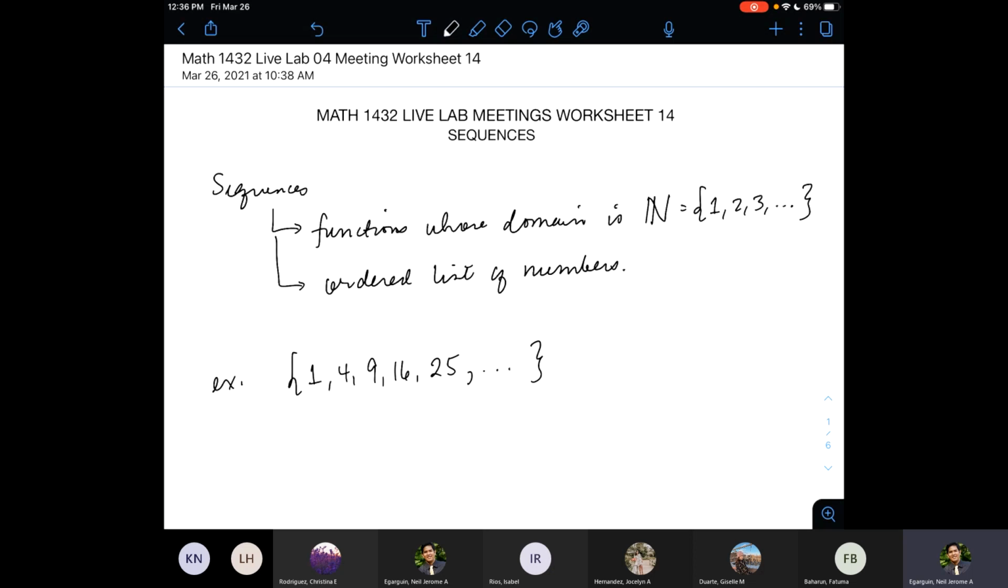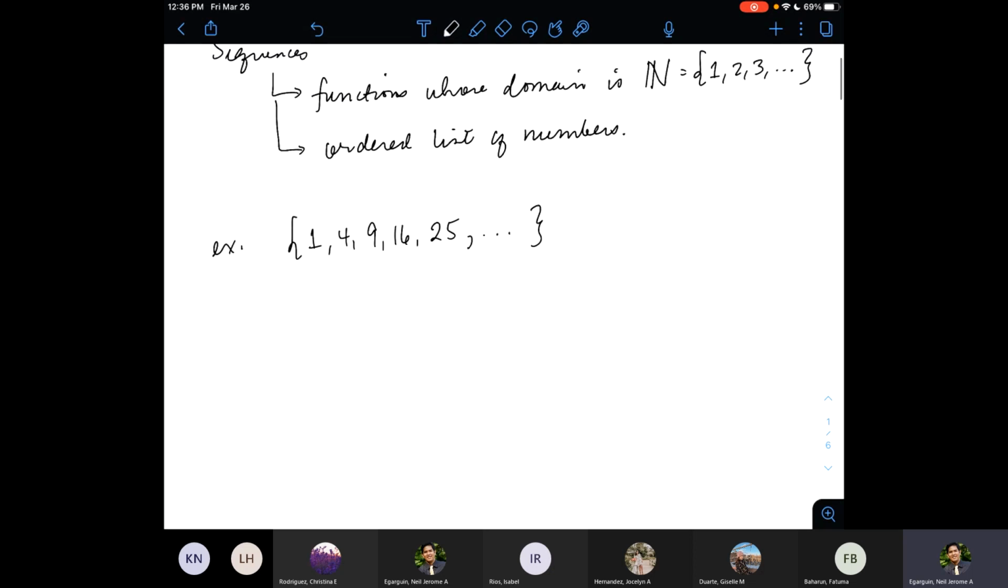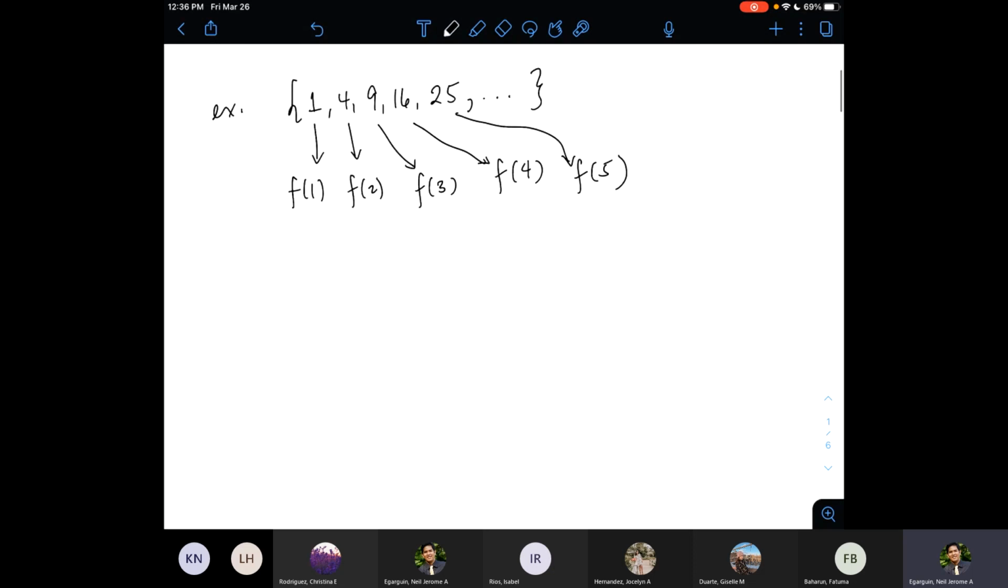Because this is a function whose domain is the set of natural numbers. You can take this to be f of 1. This is f of 2. This is f of 3. This is f of 4. This is f of 5, and so on. So if you sketch the graph of this sequence, this will be a disconnected graph, just a bunch of dots, because the domain is simply the set of natural numbers.